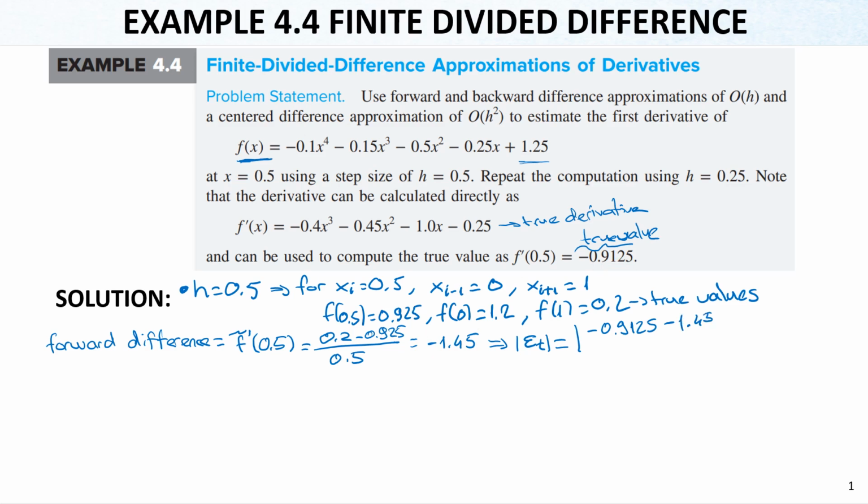But let's see with the normalized error, divided by minus 0.9125, the true value, times 100, which is equivalent to 58.9%. This is very large. You can see it's more than half of the result error. So let's check backward difference.